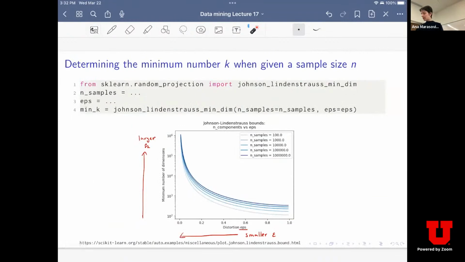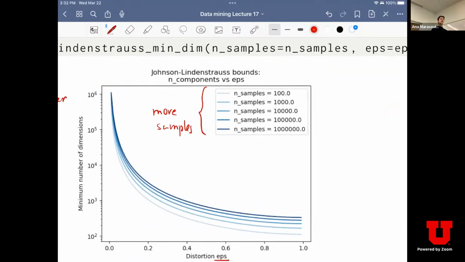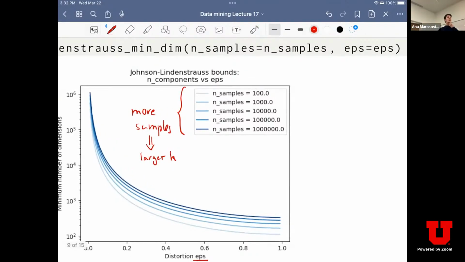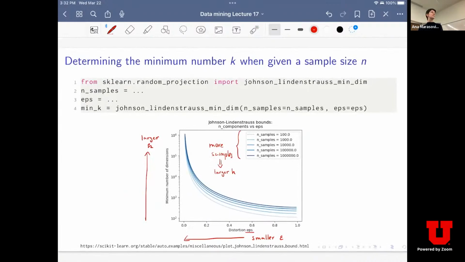Okay, what else do we see here? Each one of these lines is for a certain number of samples, and we had ln of the number of samples. So of course, if you have more samples, the natural logarithm will be larger, and that will also mean that you need a larger k. The nice thing is that in the formula we don't have explicitly the number of dimensions. So it's really just these two things you need to think about: what is the error you are allowing, and how many samples you have? Okay, any questions about this?